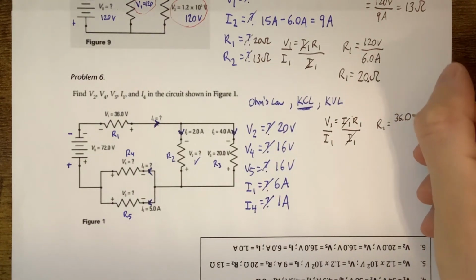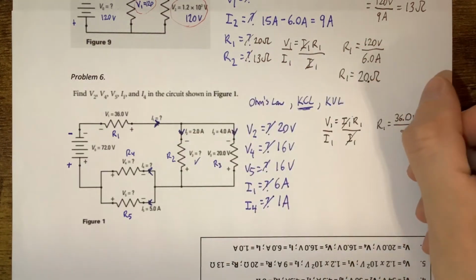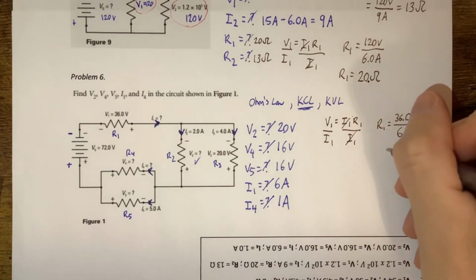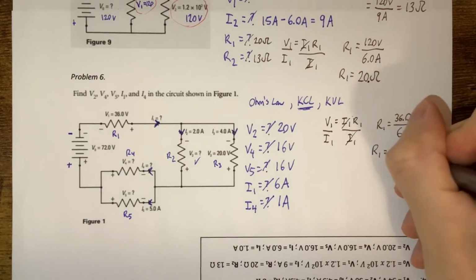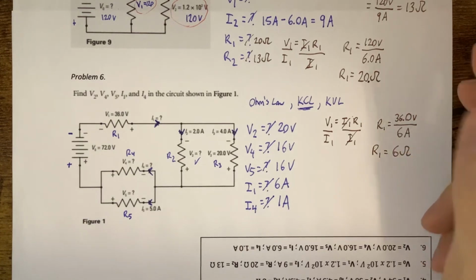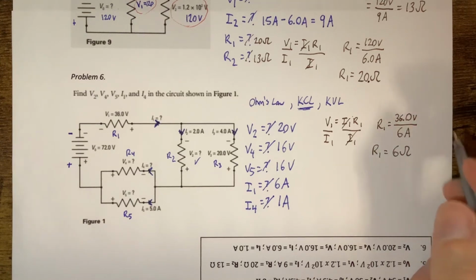Okay, so we got that, and it's going to go over our I1 here. That's going to be our amp value there. And it looks like we're ending off with, yeah, that's going to give us our 6 ohms over here. Okay, 6 ohms. All right, so we got 36 over 6. That's going to give us our 6 ohms.